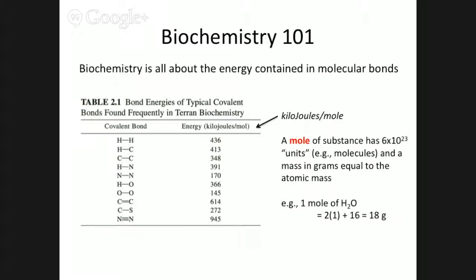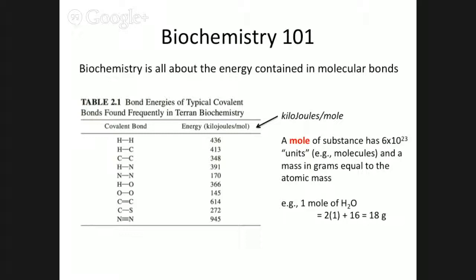You can find this online in different studies. This is actually from a study by NASA to look at extreme forms of life. We'll talk about it a little bit at the end. Each of these bonds, so between hydrogen and hydrogen or nitrogen and nitrogen, has some kind of energy associated with it. And the units shown here are kilojoules per mole.